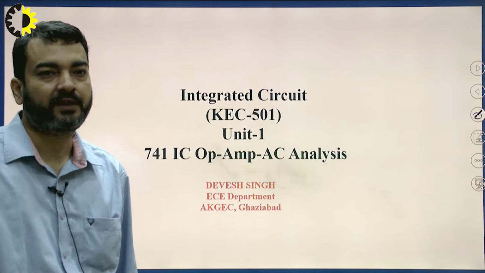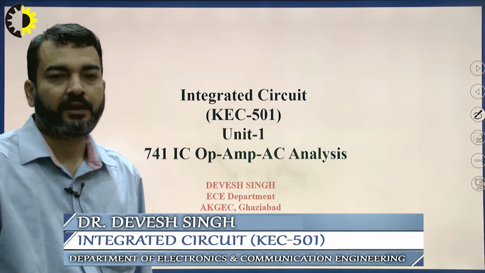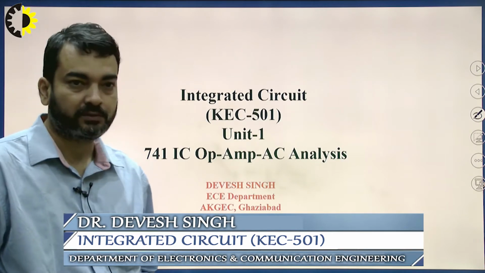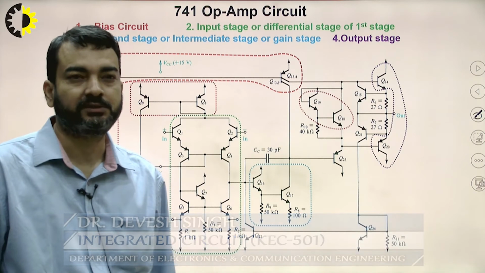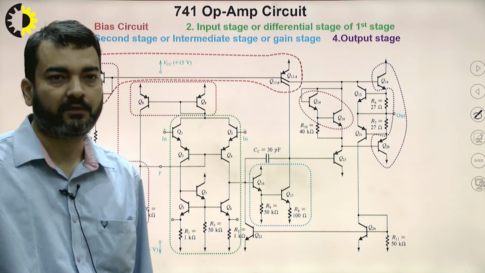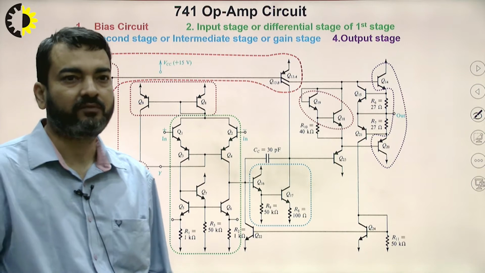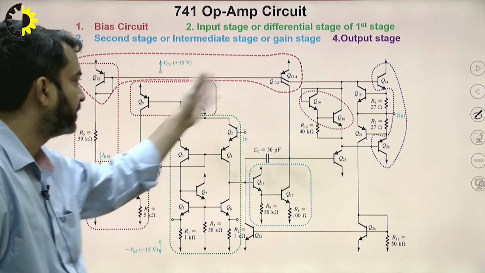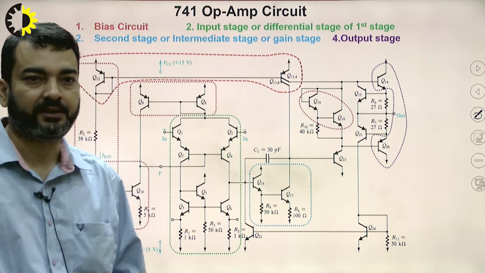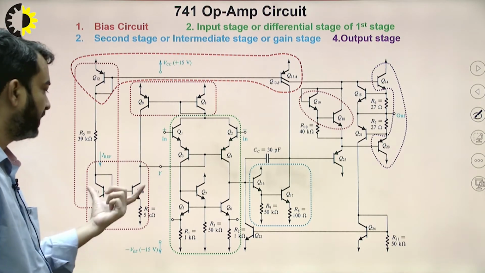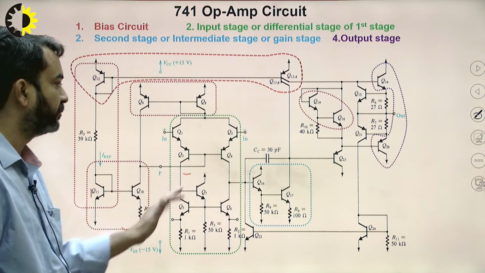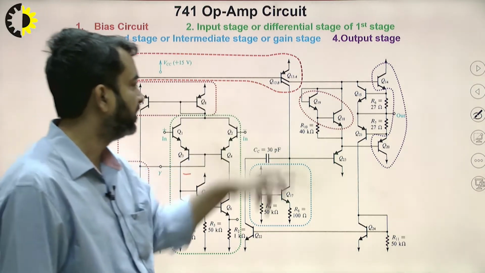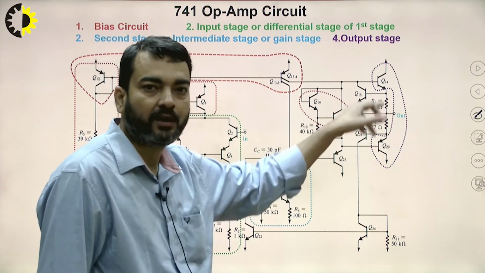Okay, so today we will finalize unit 1 and we will see the overall gain of the op-amp. In previous lectures we have seen the total circuitry of the op-amp, which consists of bias circuitry. All the red highlighted portions are bias circuitry. We have seen that this is a current mirror which is biasing the input stage, and this current mirror is biasing the gain stage and output stage.